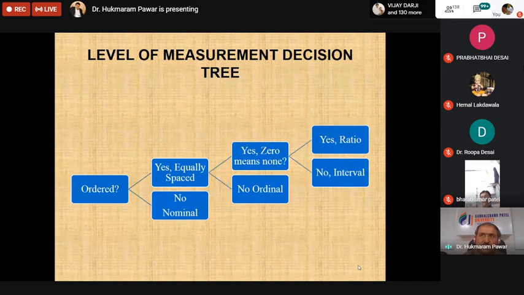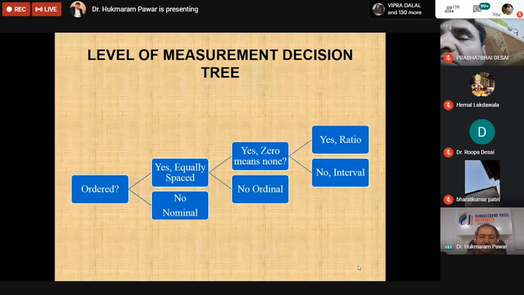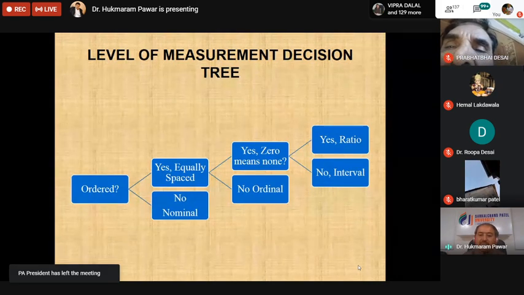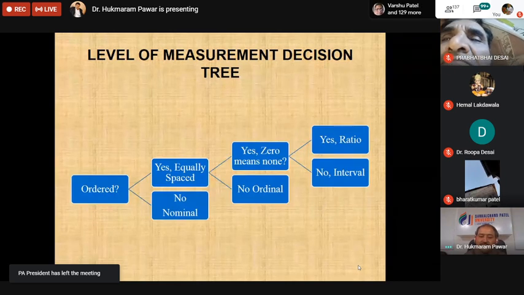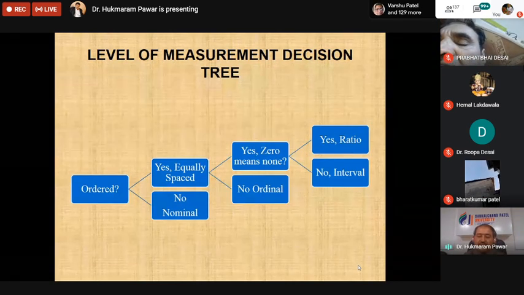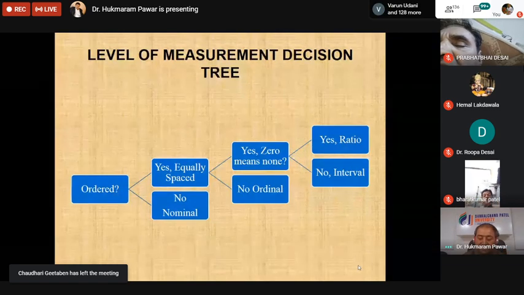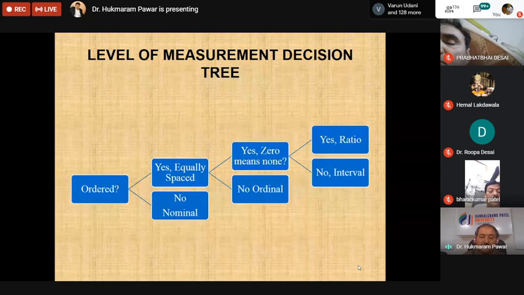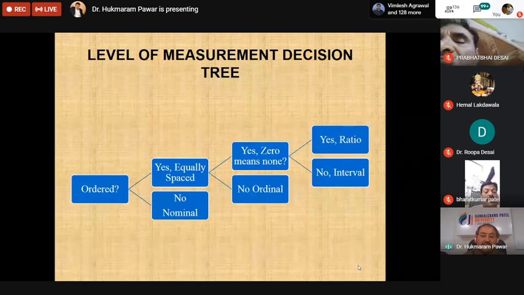So this is a very useful decision tree to decide what kind of data you have. And after determining this, you can identify the statistical tool which can be applied for your calculation purpose and for your statistical analysis purpose.